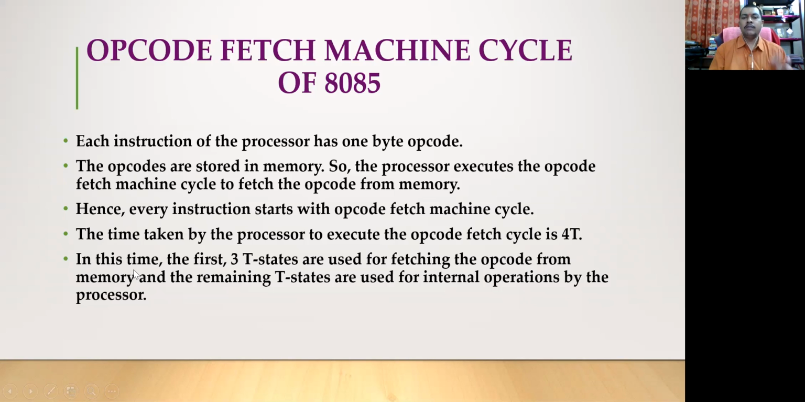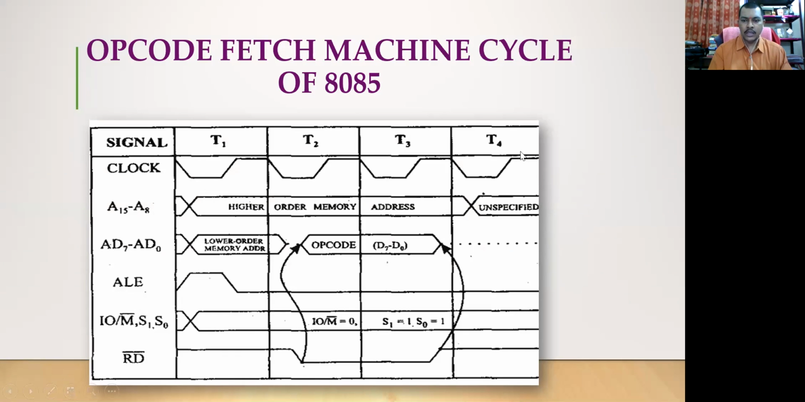Now, the time taken by the processor to execute the opcode fetch cycle is 4T, right? 4T. In 3T the whole work is done. The last T state we use for the data that goes into the instruction register and is decoded. If we look at this 4th cycle, actually the instruction gets decoded here. So that is why we call this as we require 4 cycles for the opcode to be fetched.